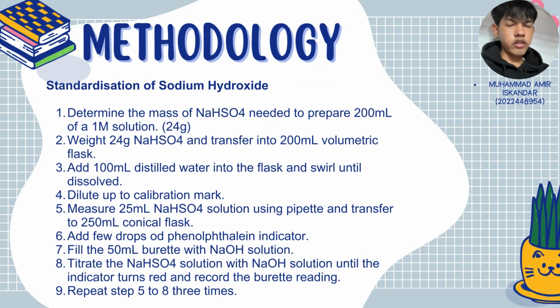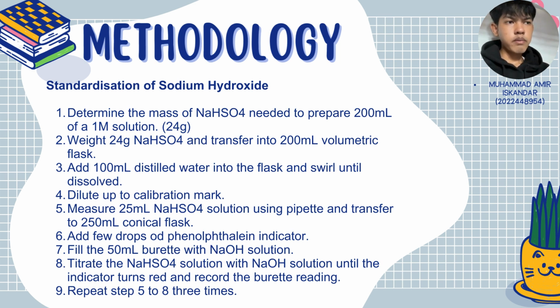Before we titrate the bottled lemon juice, we have to do the standardization of sodium hydroxide. So here's the methodology. First, we need to determine the mass of sodium hydrogen sulfate needed to prepare 200 ml of 1M solution. After the calculation, I found that the mass we needed is 24 gram. So then, we need to weigh the 24 gram of NaHSO4 and transfer into 200 ml volumetric flask, and then add the 100 ml distilled water into the flask and swirl until dissolved. And then dilute up to the calibration mark.